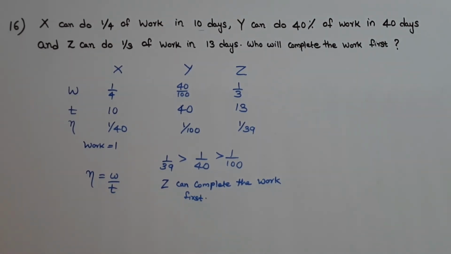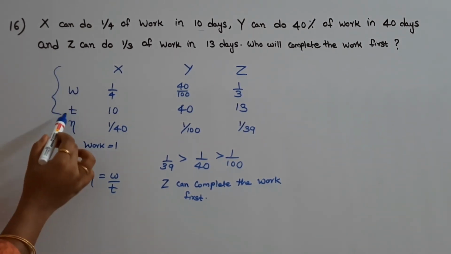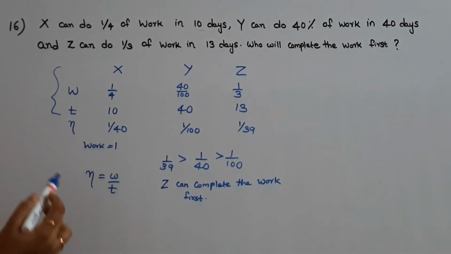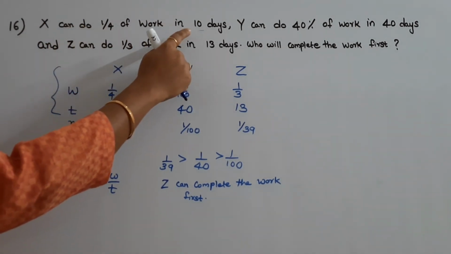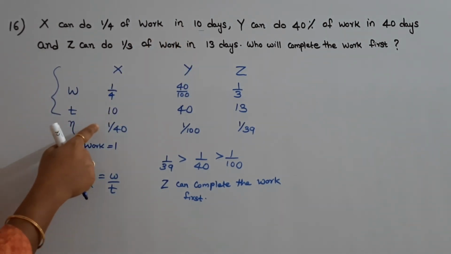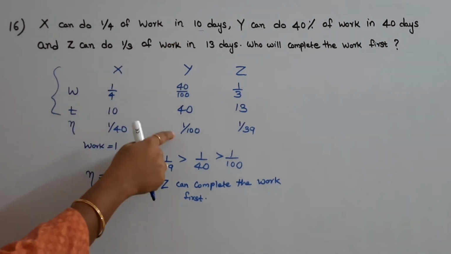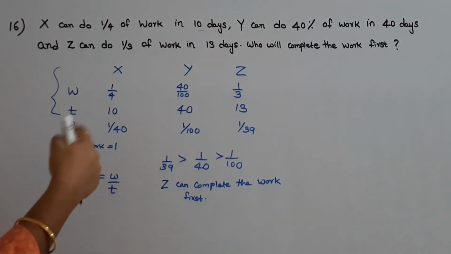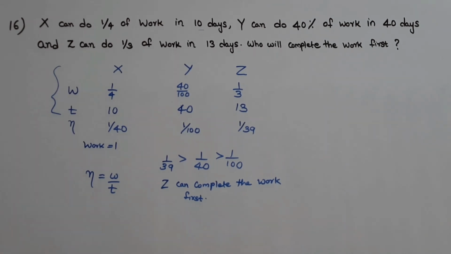Now in the examination, when you are solving the problem, there is no need to write all these steps. Just consider that the work is 1 by 4 and the time taken by X is 10, so the efficiency will be 1 by 40. Directly write the efficiencies as 1 by 40, 1 by 100 and 1 by 39. Then from that find out which one is the highest efficiency, and that particular person will be completing the work first.